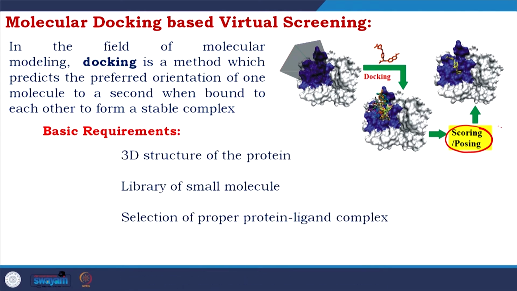So, the basic requirements in docking are the 3D structure of the protein, a library of small molecules, because you have to run them, and selection of the proper protein-ligand complex. This we understand. We need a library, I talked about that, and more importantly this selection of the proper protein-ligand complex through scoring and posing. One thing left.